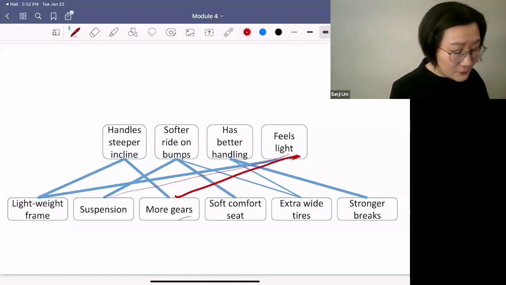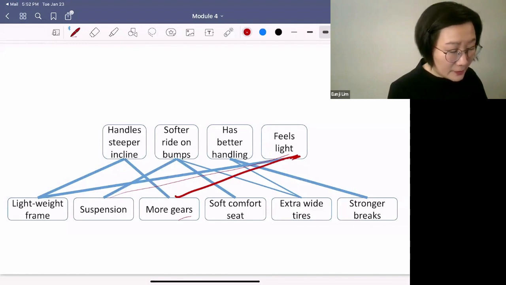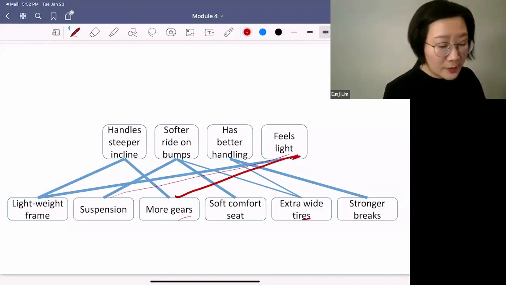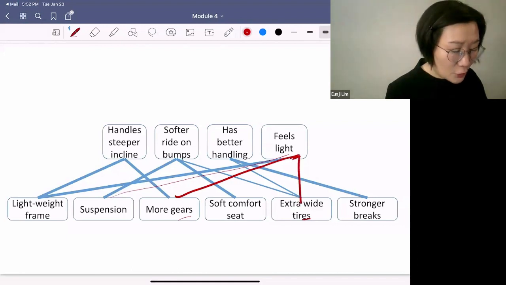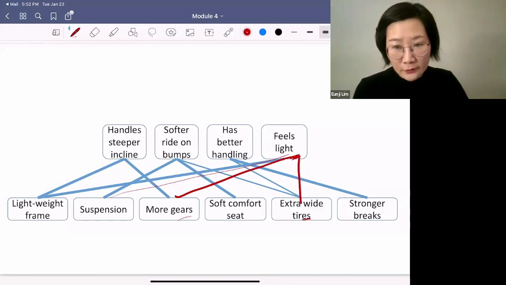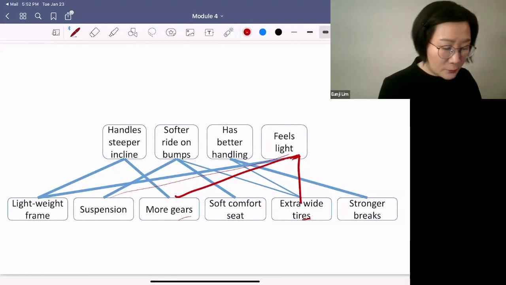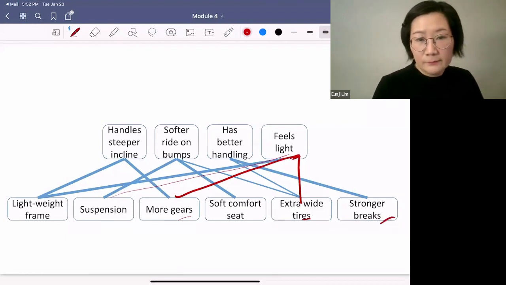Next, soft comfort seat. They are not related. Next, extra wide tires. If you use extra wide tires, your bike will be heavier. So there's strong negative relationship between the two. Now, stronger brakes, not related.